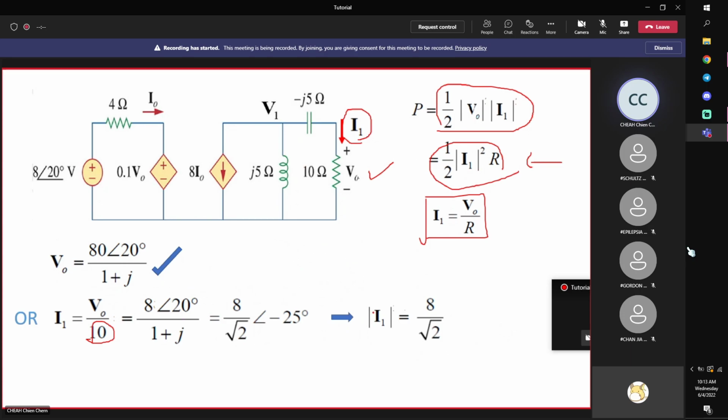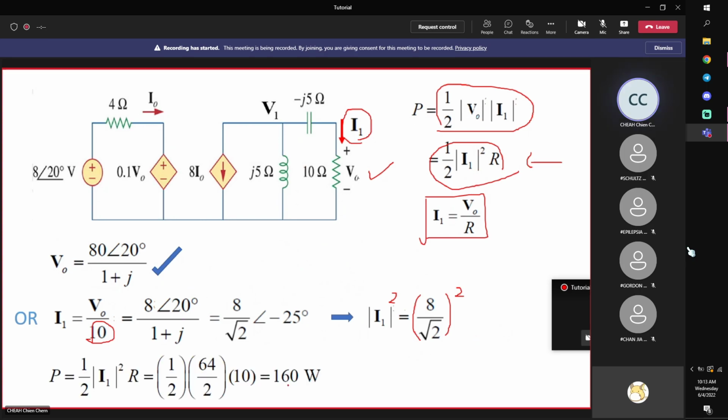And over here, my magnitude is 8 over root 2, so I square it, multiply by 10, divide by 2, that means times 5. And then you can check that it's also 160 watts, same thing. So therefore, if you want to find average power using current, then your problem reduces to finding I1. Then calculate power using half I1 square R. Any questions?